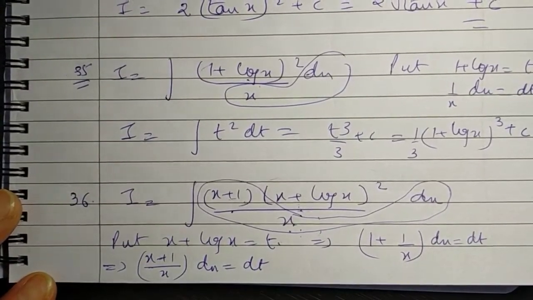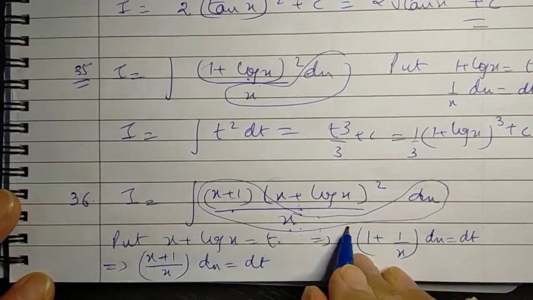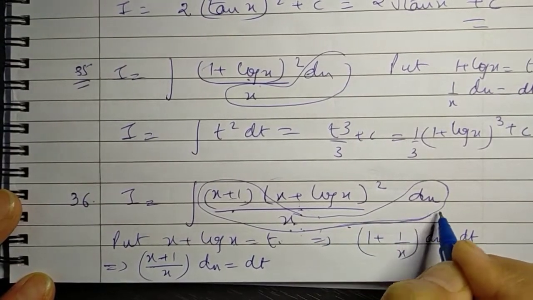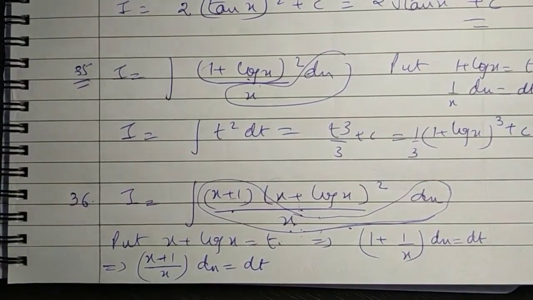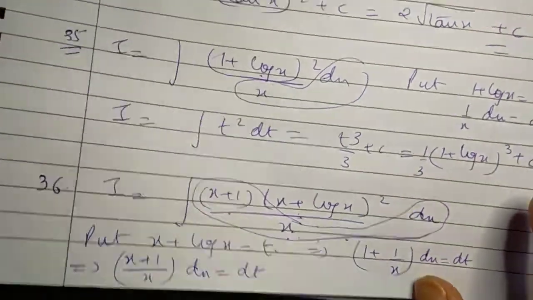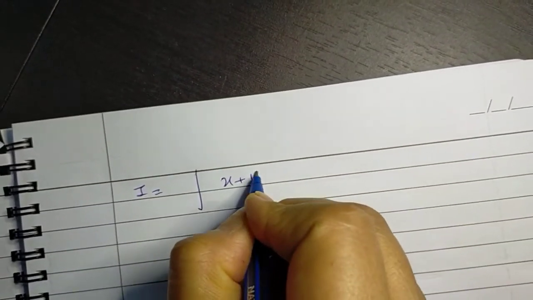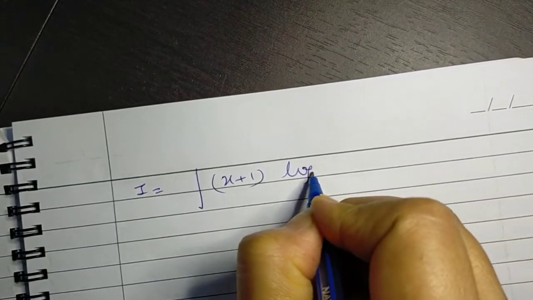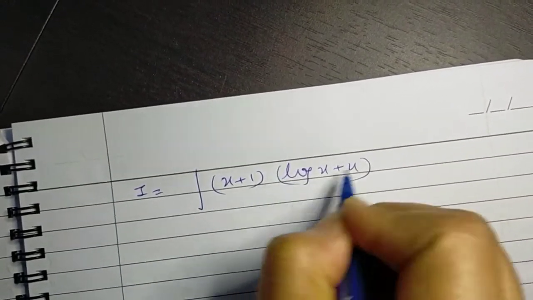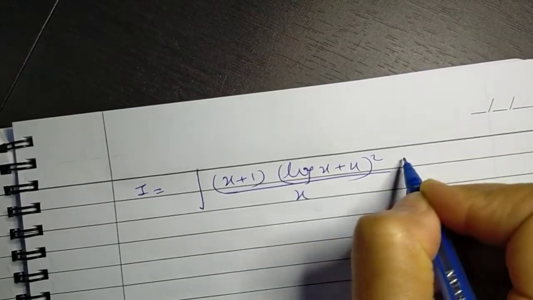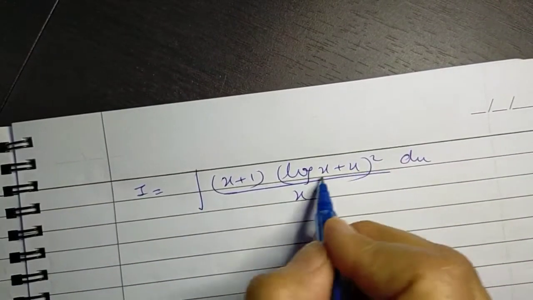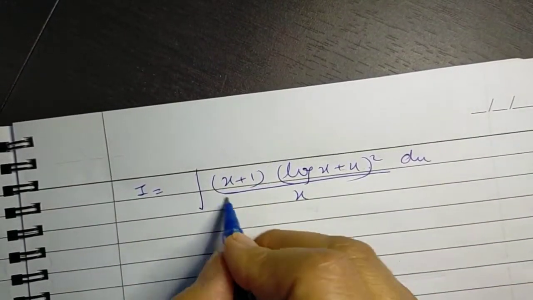So the ground rule is you don't have to get perturbed just by looking at the question. Just deal with it step by step, and automatically you will get the answer. So let's see what we get. We get I is equal to, the question was (x plus 1) into (log x plus x) whole squared over x into dx. We had put this part as t, and this whole thing got absorbed in dt.